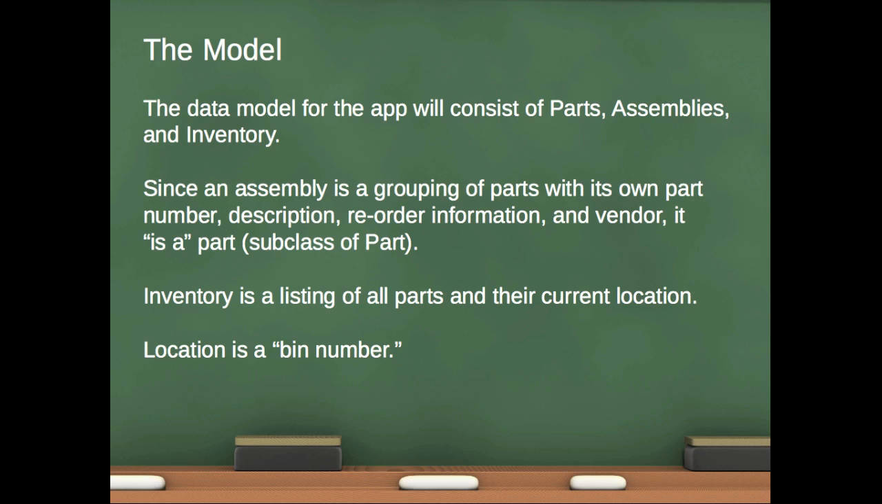And the inventory specifies all the parts and all the assemblies and where they are and how many there are of each. Since an assembly is a grouping of parts with its own part number and description and reorder information and vendor and location, it is a part. And whenever we have that idea of is-a, then we're really talking about a subclass of part. So an assembly we can specify in our model as being a subclass of class part. An inventory is a listing of all the parts and where they currently are. The location is a bin number.